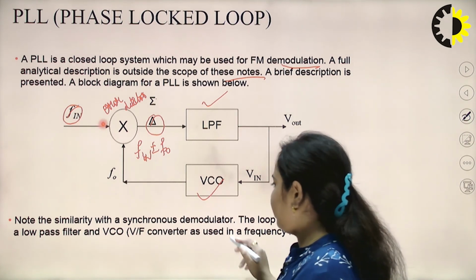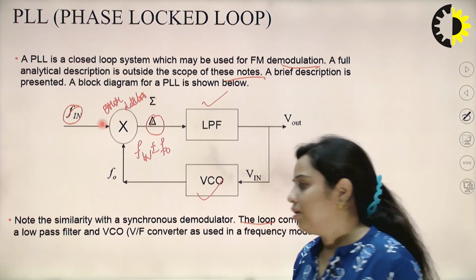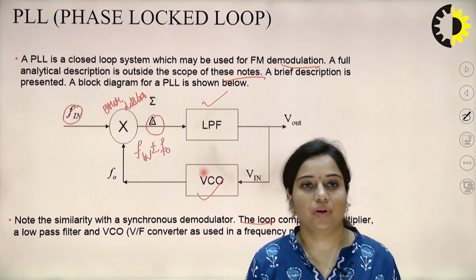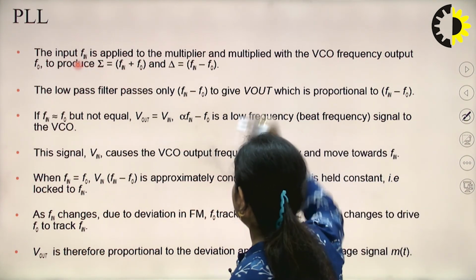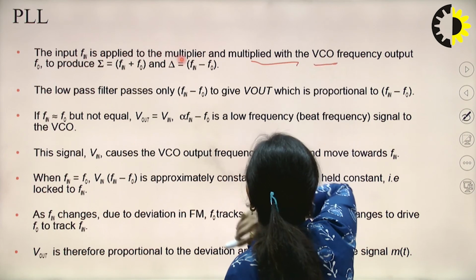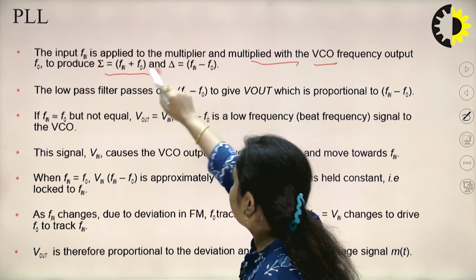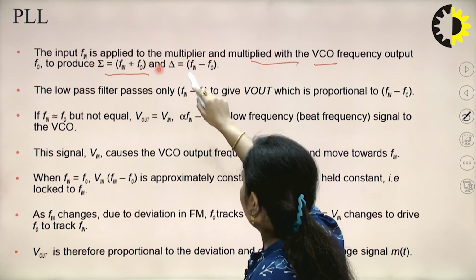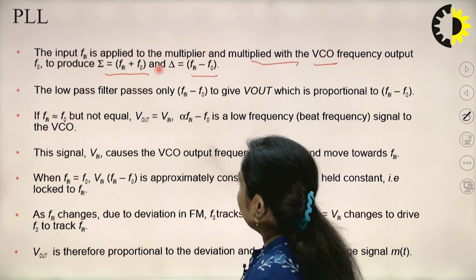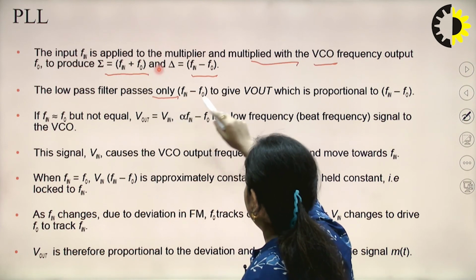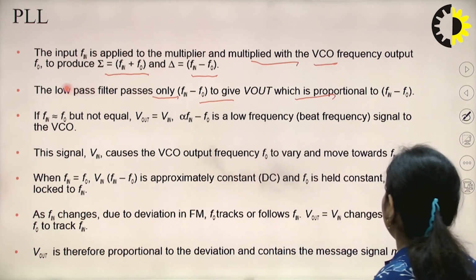So note the similarity with a synchronous demodulator. The loop comprises a multiplier, low pass filter and VCO. So these are the three important components of the PLL. Now this is the description. The input is applied to the multiplier and multiplied with the VCO frequency output to produce the summation Fin plus F naught, or it can be the subtraction, that is Fin minus F naught. Now the low pass filter passes only Fin minus F naught to give the V out, which is proportional to Fin minus F naught.